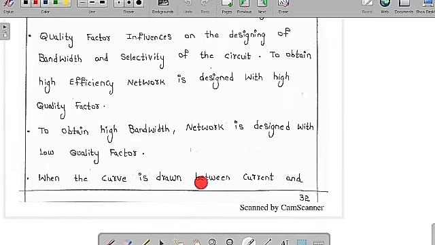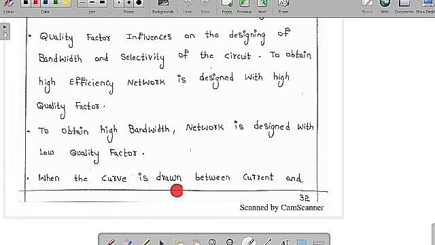So if the bandwidth is very, very low, then the quality factor is very high. But if the bandwidth is very, very high, then the quality factor will be very, very low. So we can say simply here, if you want higher bandwidth, then the quality factor is very less. If you want higher quality factor, the bandwidth should always be less.